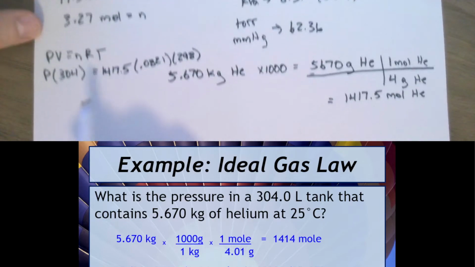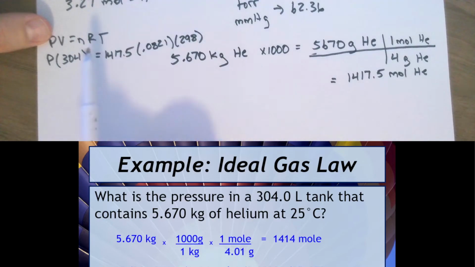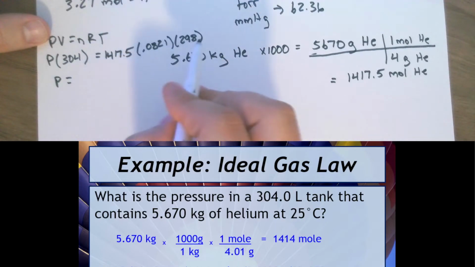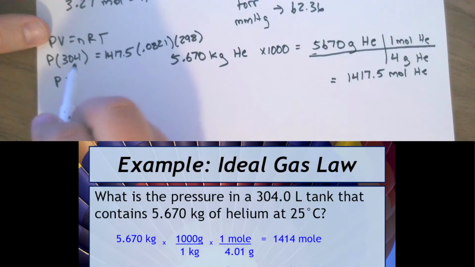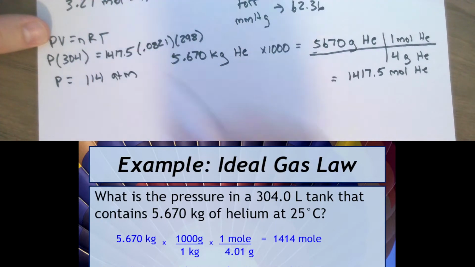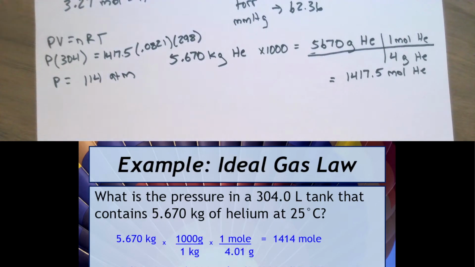Okay, so those are all my units plugged in. Now I just solve for my missing variable P. Multiply all the numbers on the right together, divide by 304, and I get 114 atm. And that's it. So we added a little twist to the problem by adding in kilograms instead of moles, but we know how to turn that into grams and then into moles, so we can just plug it back into the ideal gas law.